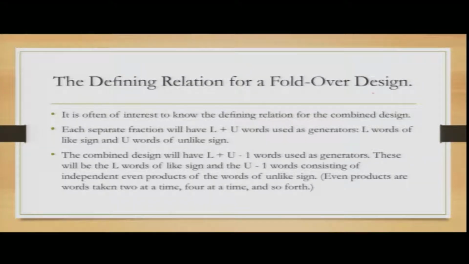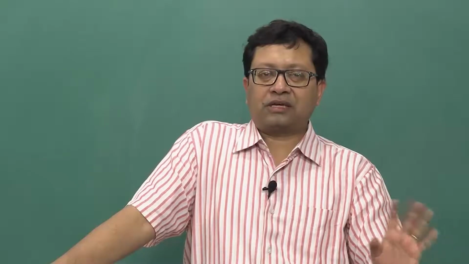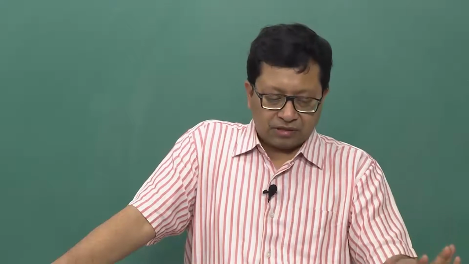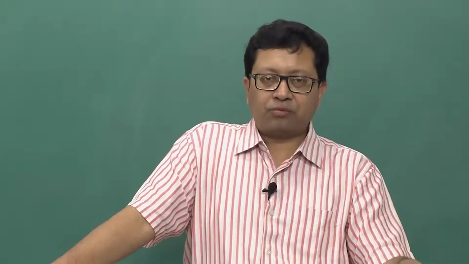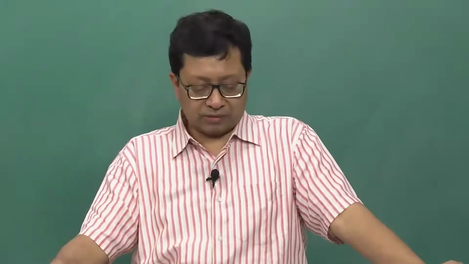The defining relationship for a fold-over design. So, we will just go into that. It is often of interest to know the defining relationship of the combined design factors and what is the overall effect. Each separate fraction will have the words L plus U words used as generators. L words would be words of the like sign, and U words would be used for the unlike signs, also so-called opposite signs. That means it may not be plus minus, it can be other signs also, but the symbols U and L would be used for those sets where you have a high level of similarity and for the sets where there are low levels of similarity.